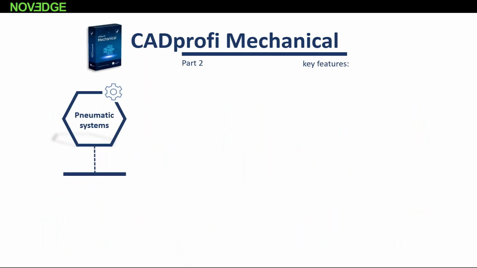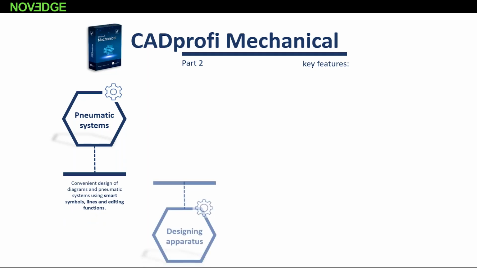In part 2, we can speak about pneumatic systems, and in this case, that's a convenient design of diagrams and pneumatic systems using smart symbols, lines, and editing functions.